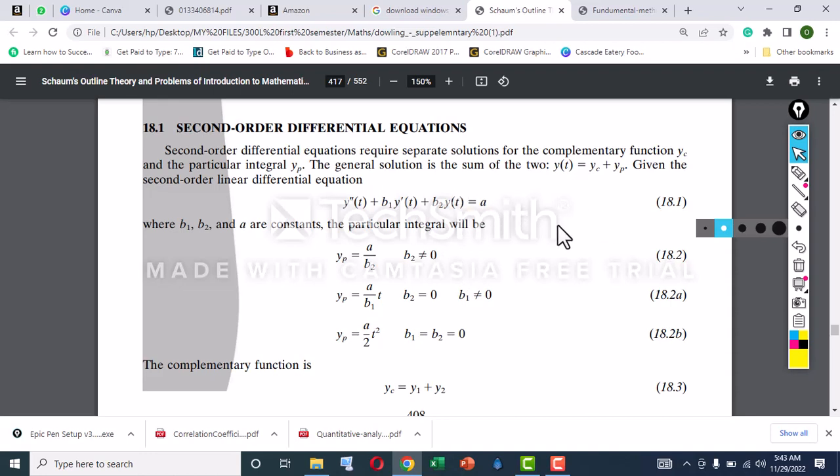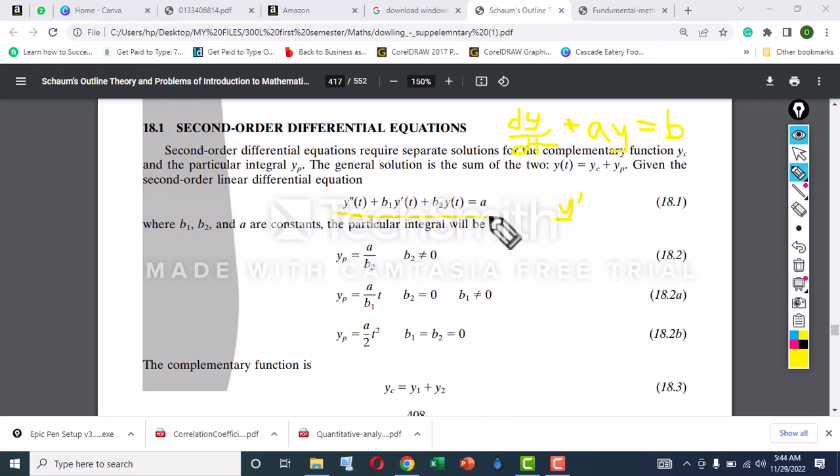In second order differential equation, remember in first order differential equation, how did I say the form will look? dy/dt, which sometimes they can just write as y prime, plus ay equals b. So that's the first order differential equation. That's how it looks.